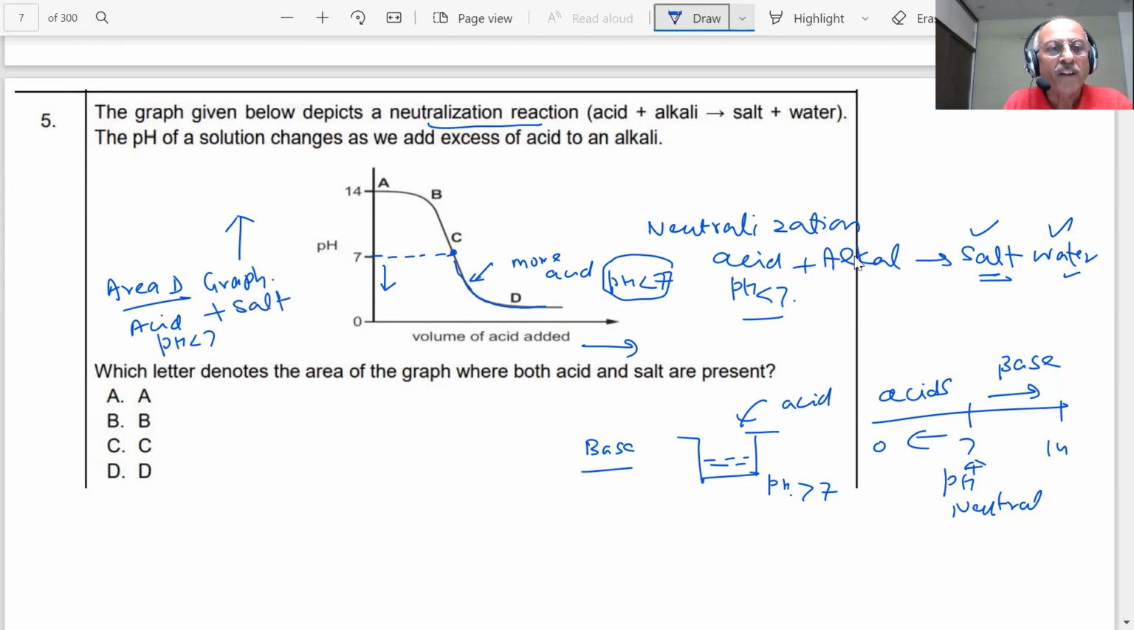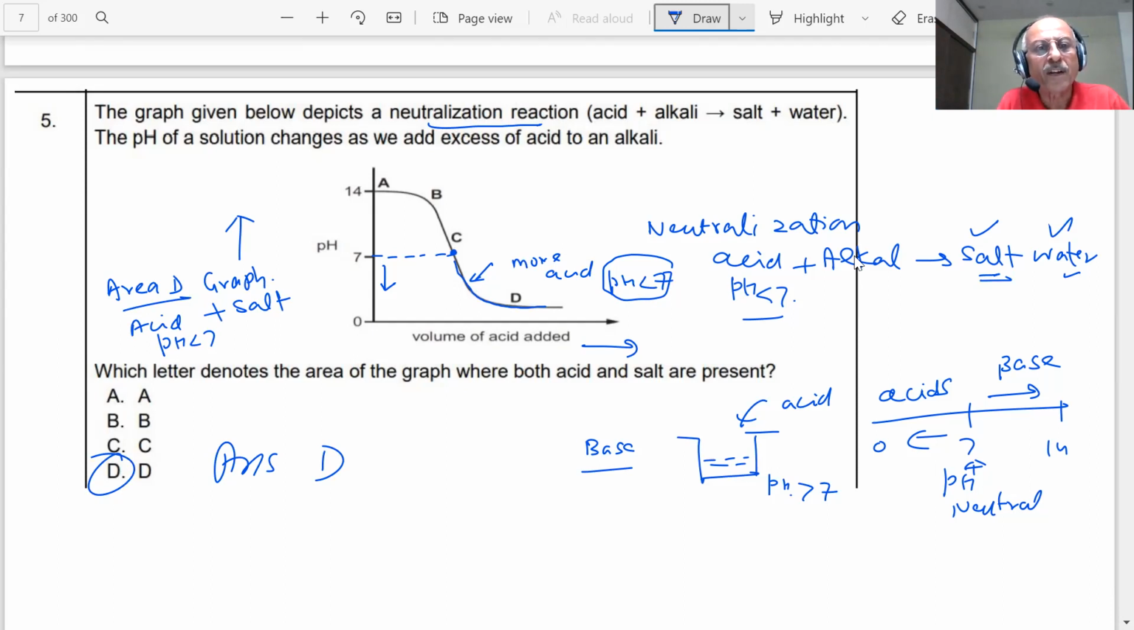Therefore, what is the question? Which letter denotes the area of the graph where both an acid and salt are present? It is clear in this part, which I am calling the D part, student. So the answer is D. Here pH is less than 7. There is acid, and salt is also formed when acid and alkali react. Therefore, our answer is D.